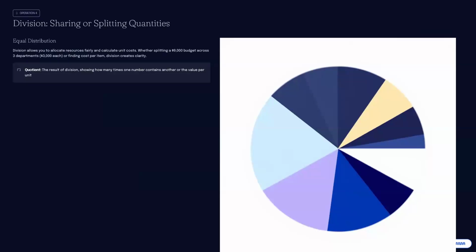Now let's talk about division. In business, division is used to share. It's used to split things amongst different individuals. So if we have resources in a business, it is division that helps us to allocate those resources fairly. It is division that can help us to calculate the unit cost.